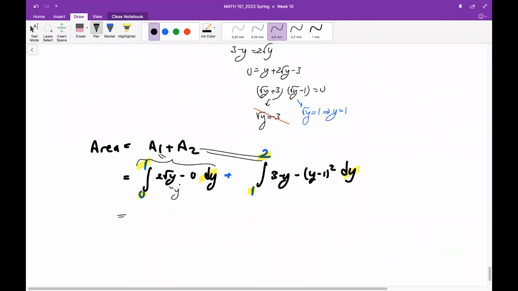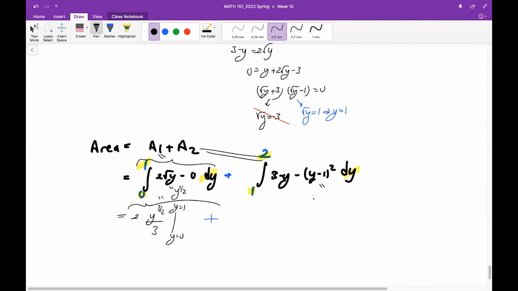This is y to the power 1/2. So you will add 1 to the power, divide by the same power, and then you will insert these two numbers and take the difference. Plus the second; this is the result of the first integral. Let's also evaluate the second integral. How do you evaluate it?